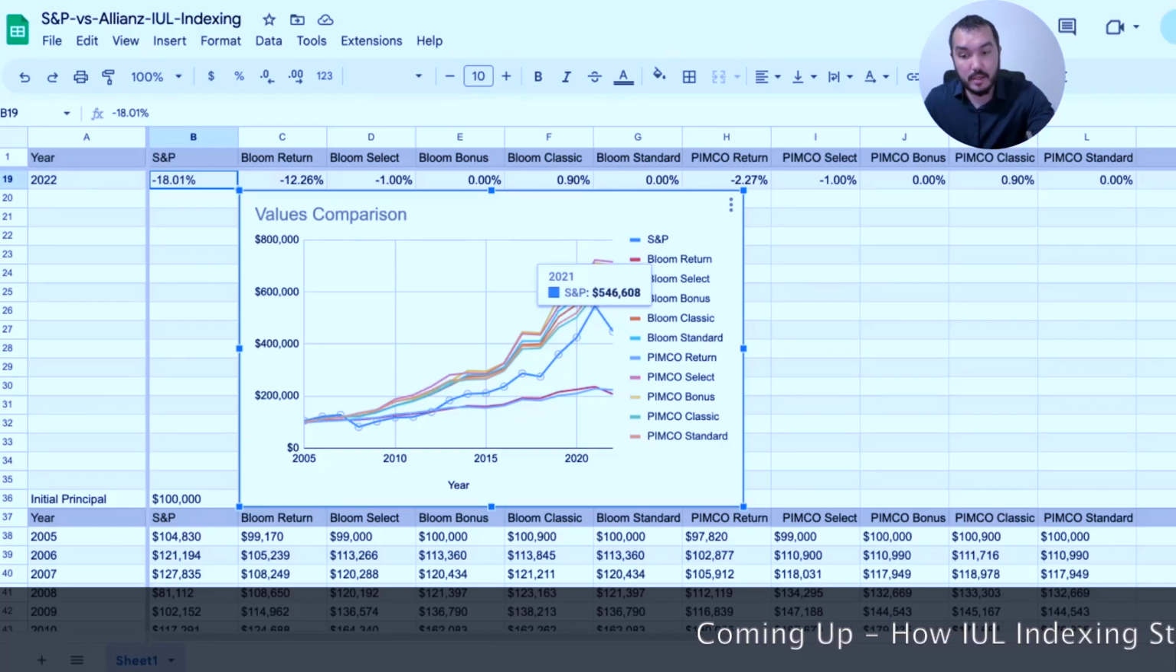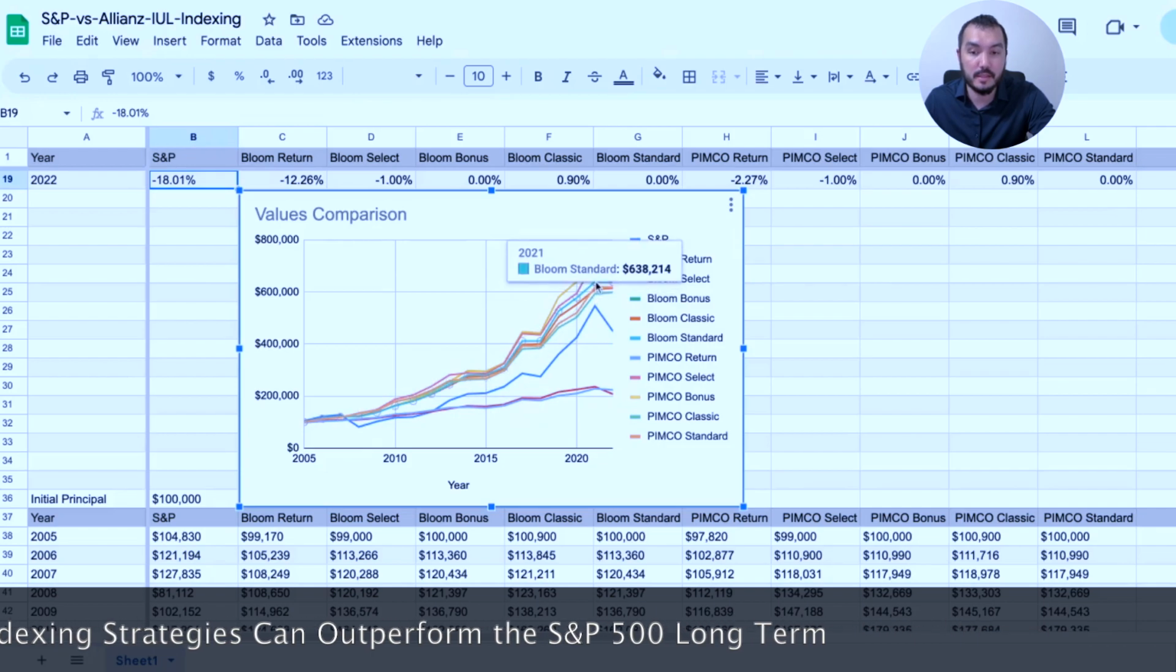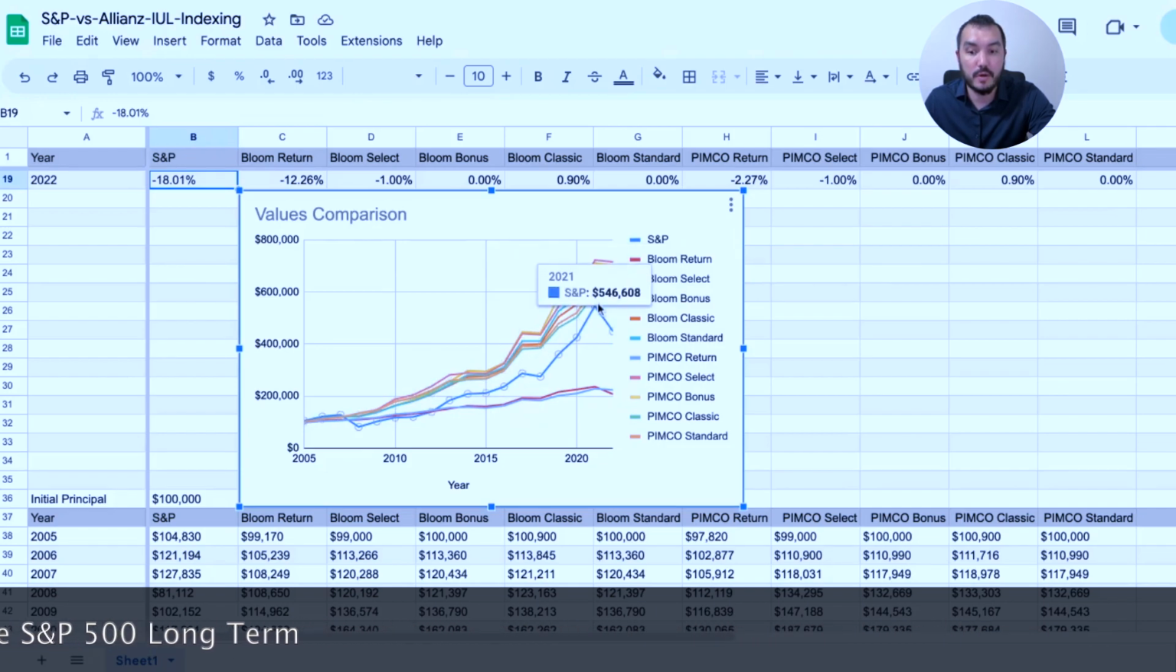2021, and in this big bull market, it's still behind these indexing strategies for all of the indexing strategies. The S&P 500 has long been a benchmark that all returns are measured against. And so that's why in this video, we want to look at the indexing strategies in an Allianz IUL and compare those with the returns of the S&P 500.